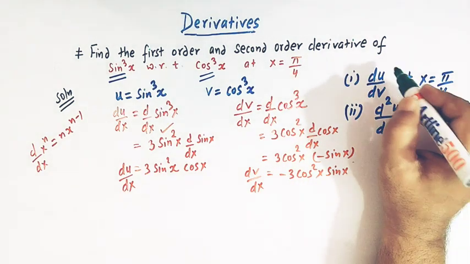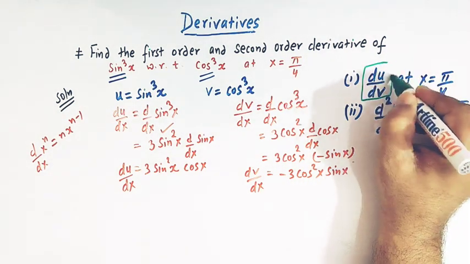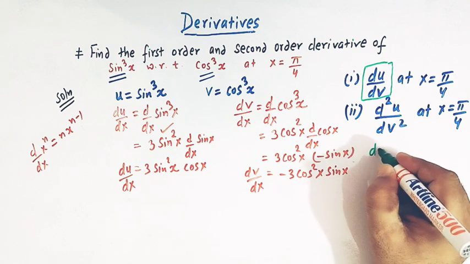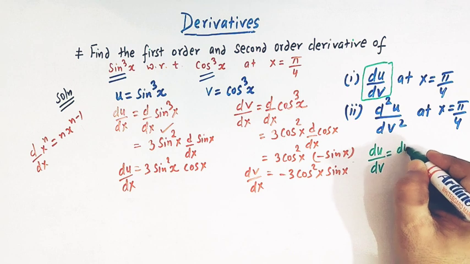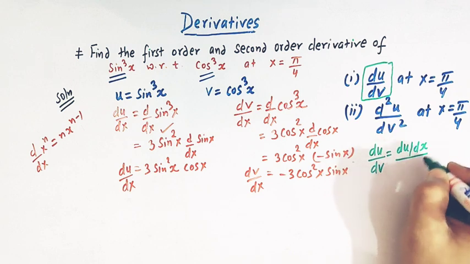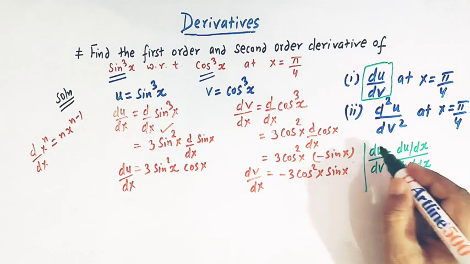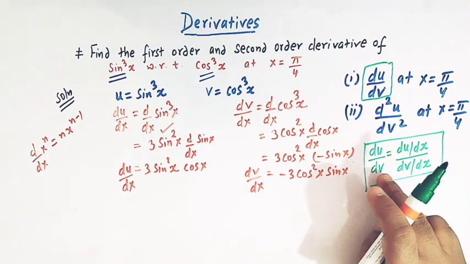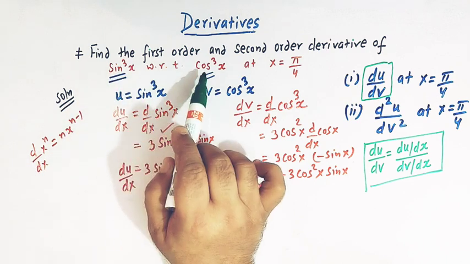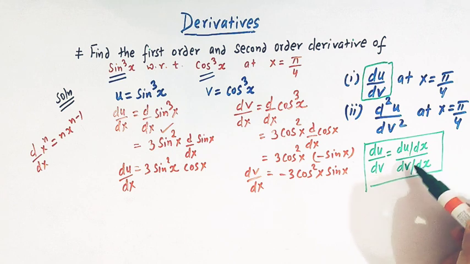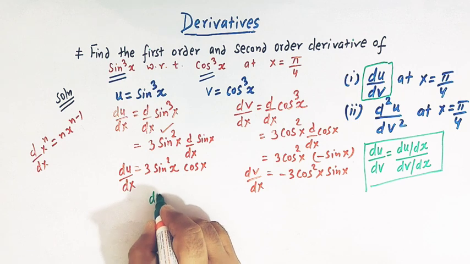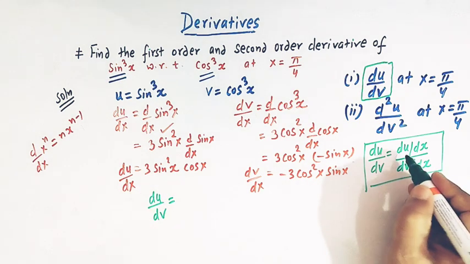So now we have to find du/dv. The formula for finding du/dv is du/dx divided by dv/dx. This is the formula for finding the derivative of one function with respect to another. That is, du/dv is du/dx divided by dv/dx.